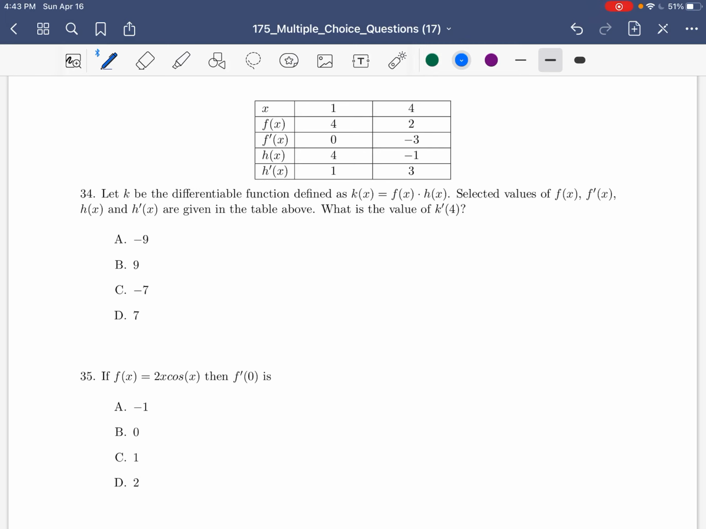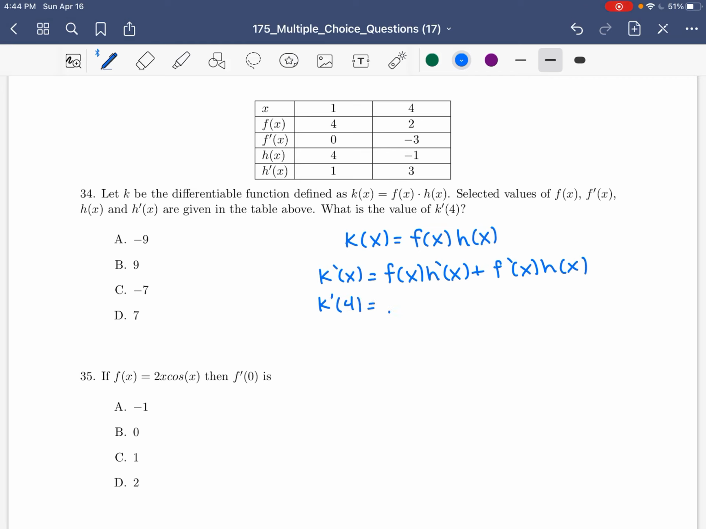Okay, on this one they give us a whole table, and it's going to be very similar to that graph one we did before. So we need the value of k prime of 4. So if k of x equals f of x times h of x, once again just product rule. So k prime of x equals the first times the derivative of the second plus derivative of the first times the second. And then since I'm looking for k prime of 4, I'll just replace all of those x's with 4's.